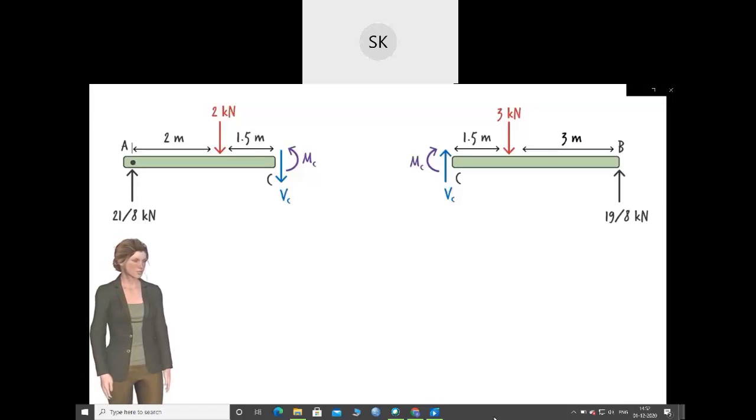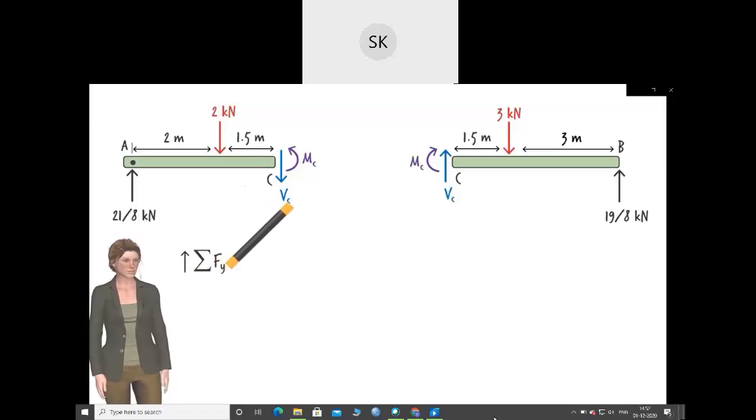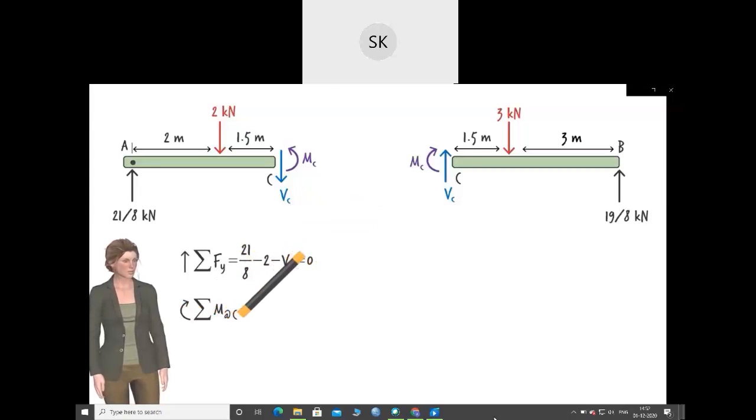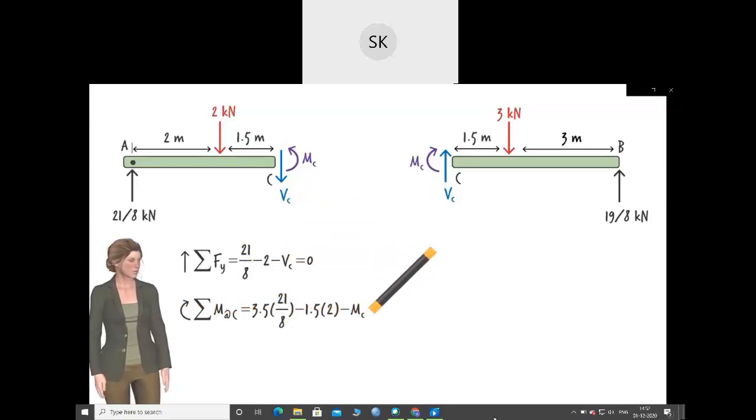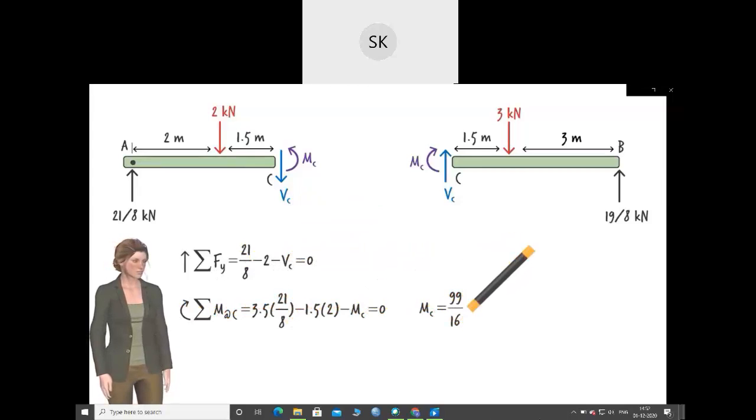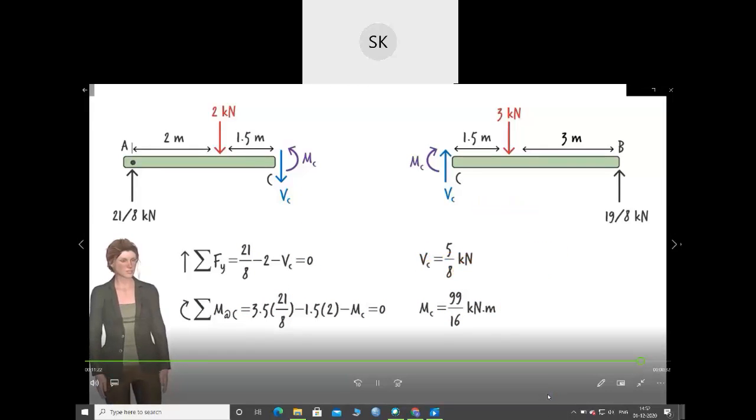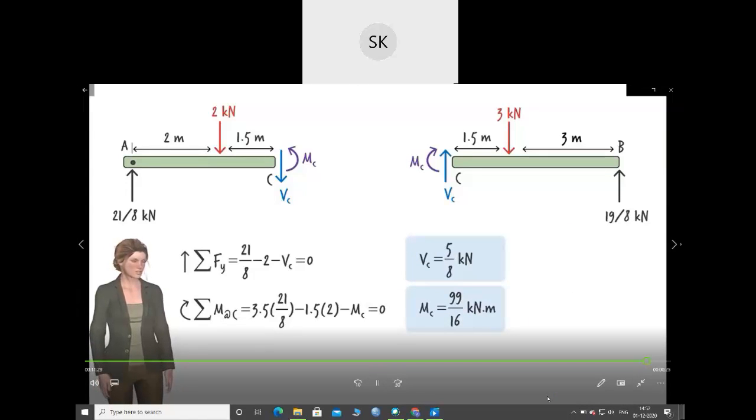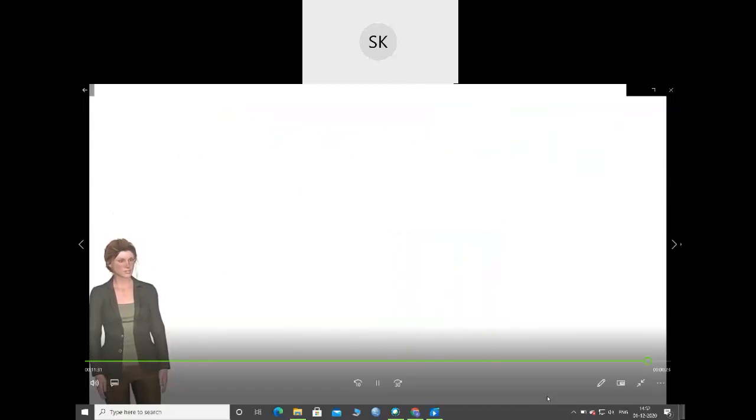Let's use the left segment to calculate V and M. Here are the two equilibrium equations. Solving them for the unknowns, we get. We will continue this discussion in a future lecture. For now, see if you can solve the following problems.